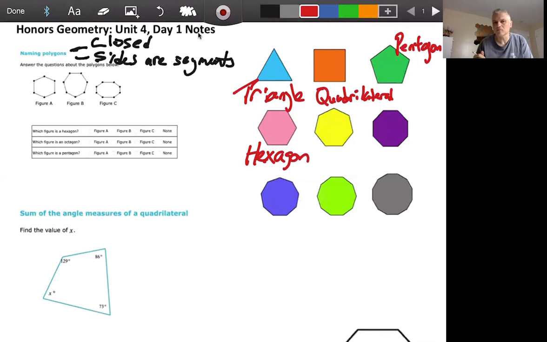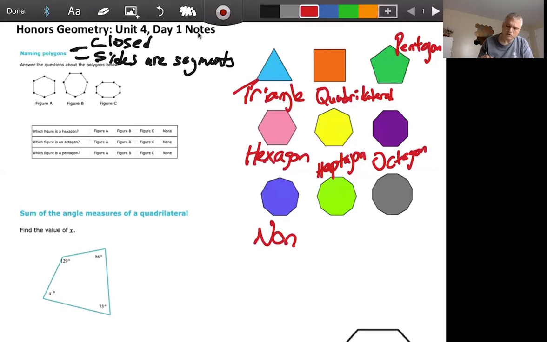7 is one that most of you probably don't know. It's a heptagon, H-E-P. 8 sides, 8-sided polygon. Those of you that are into the UFC probably know about the octagon. Or an octopus has 8 legs. Octo just means 8. Another one that sometimes people don't know is the 9-sided, which is a nonagon.